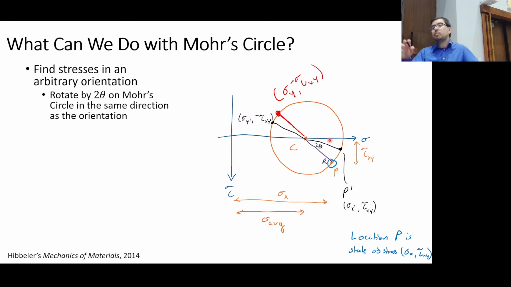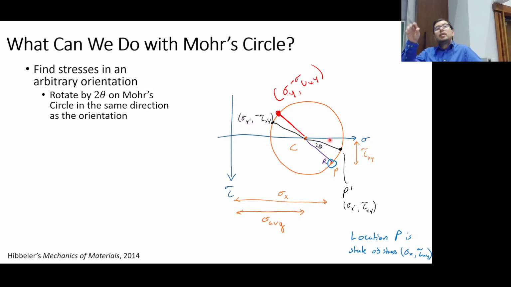Remember also, when we rotated 90 degrees, a tau xy would become a negative tau xy. So that's also what's happening when you go from here to here, when you go across the circle. Going across the circle is like rotating 90 degrees. Going across is 2 theta equals 180 degrees, and that is equal to theta equals 90 degrees, and that's rotating the element 90 degrees.